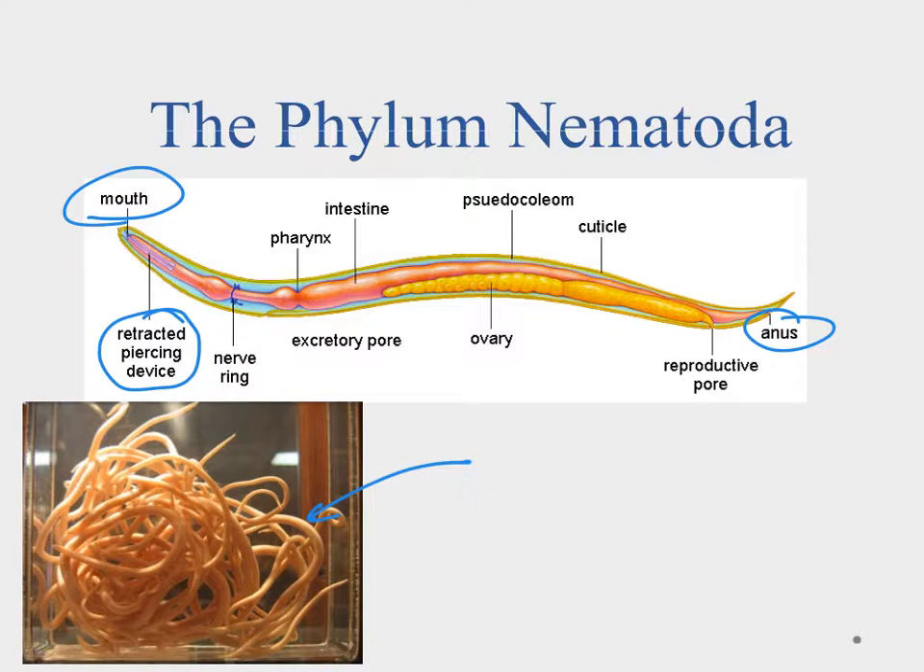They do have ovaries, so there are males and females. We can see a reproductive pore going on here, and they kind of have, like we said, a very rudimentary one-way digestive tract. And these are the roundworms.